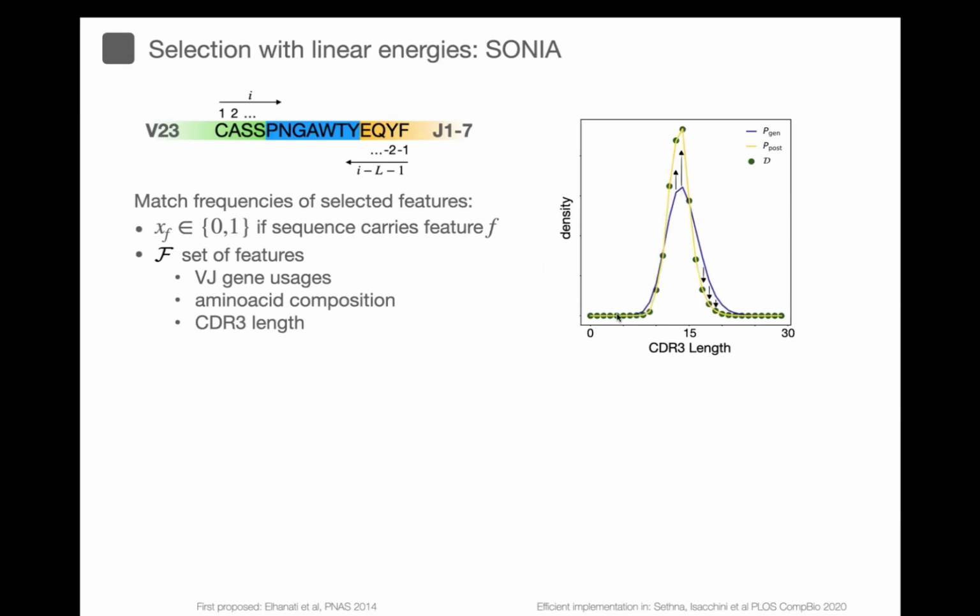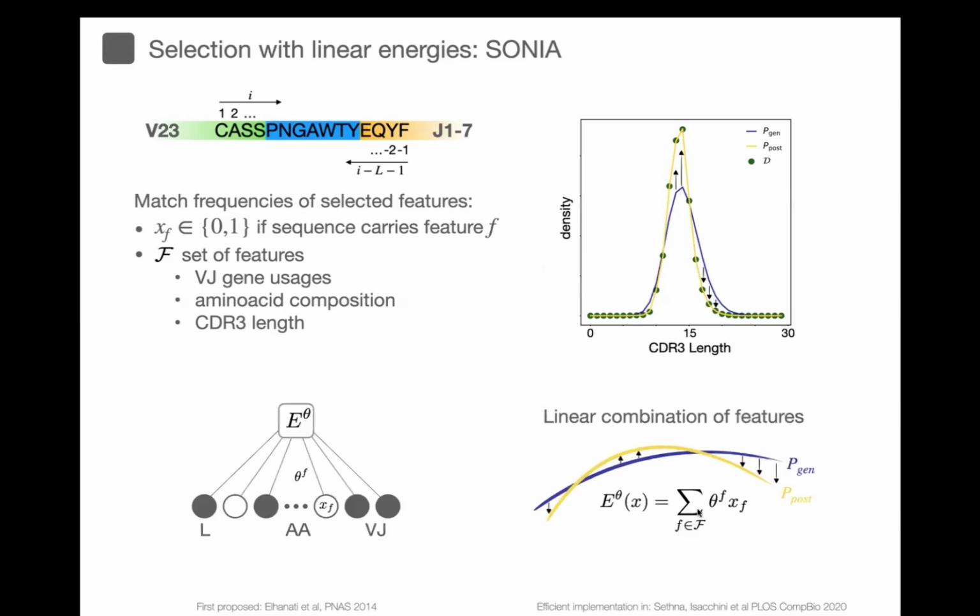The data looks like that, so the expectation is from the CDR3 length distribution, and it peaks around 15. But we see that from the data, the CDR3 distribution is slightly different, and what the selection model does is learn a weight that pushes us from the generation to the selection. And what SONIA really is, is just a linear combination of features. It's a linear model, a linear set of weights that for each one of them pushes the distribution up and down.